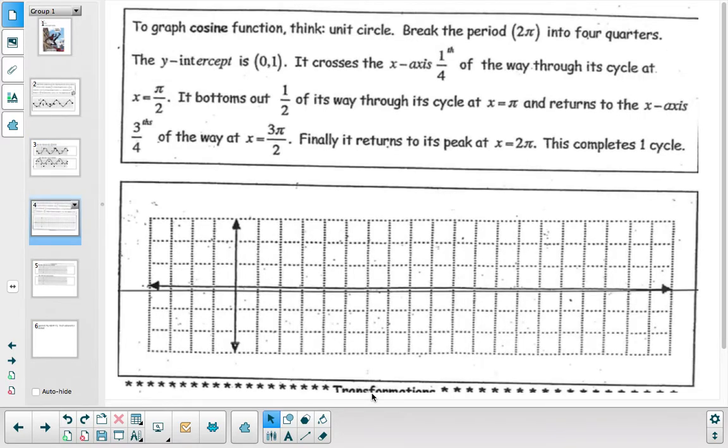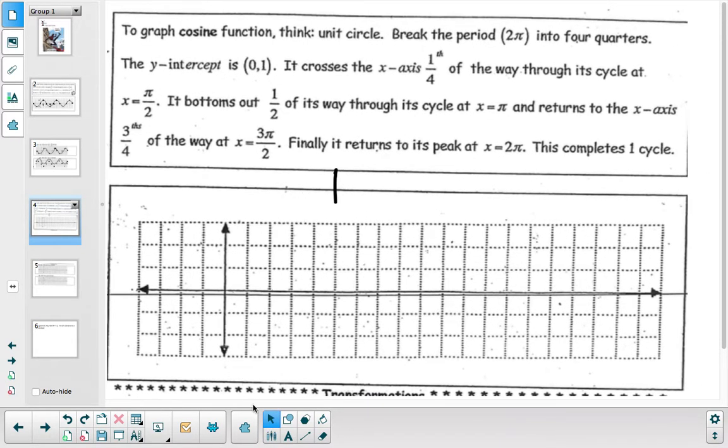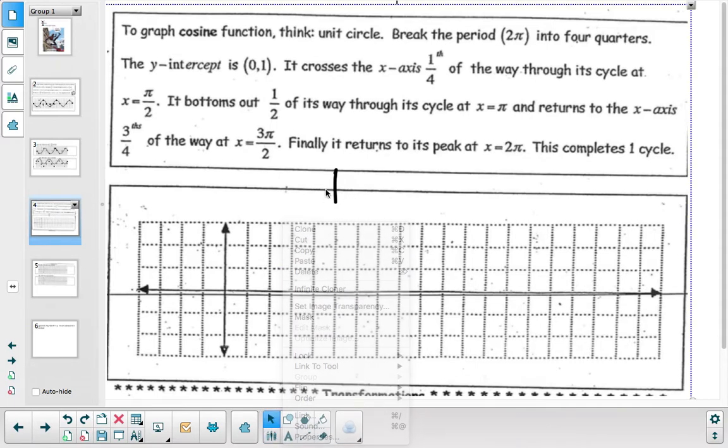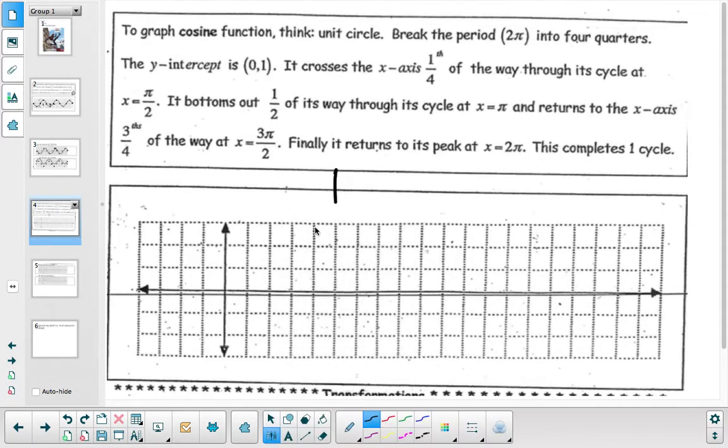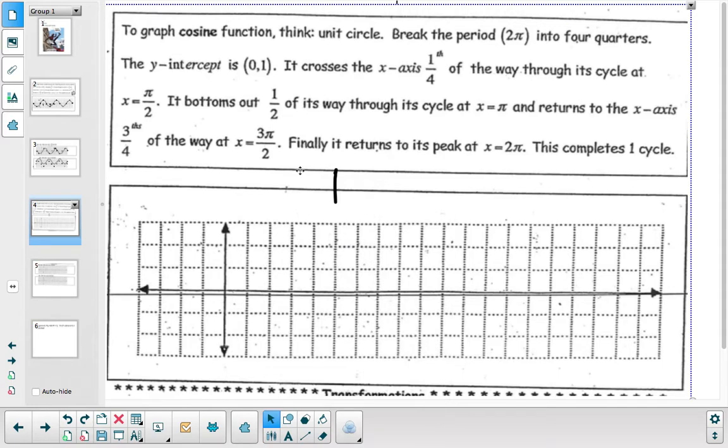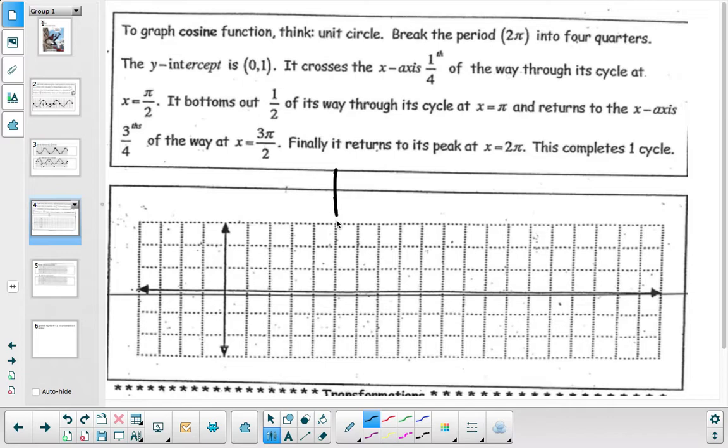All right, cosine. Cosine, if we're, again, thinking about the unit circle, cosine starts, oh my, deep breaths everyone, we'll get through this.